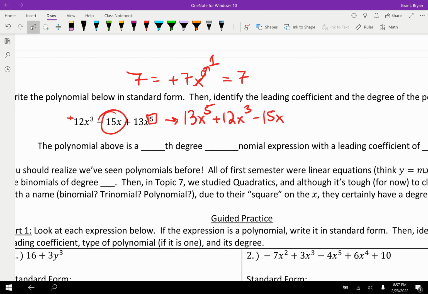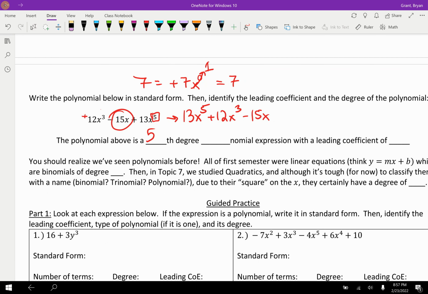So this polynomial up here is known as a fifth degree, because 5 is the largest exponent, and then we count the terms, 1, 2, 3. So it's a fifth degree trinomial expression with a leading coefficient. Well, what number is in front of the largest exponent? That's a 13, so a leading coefficient of 13.